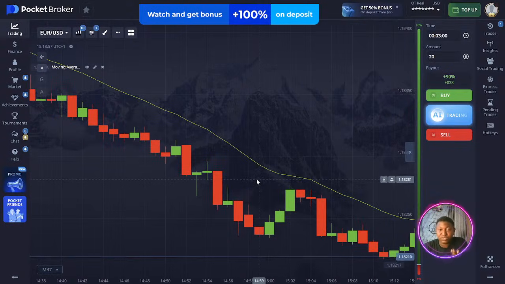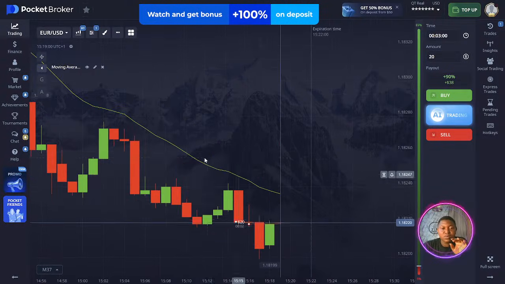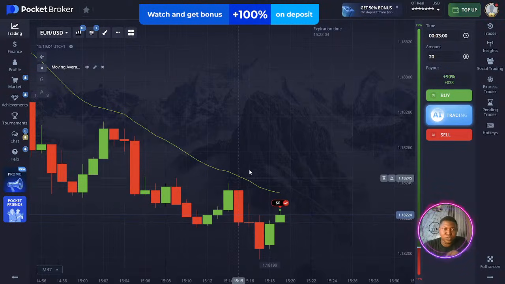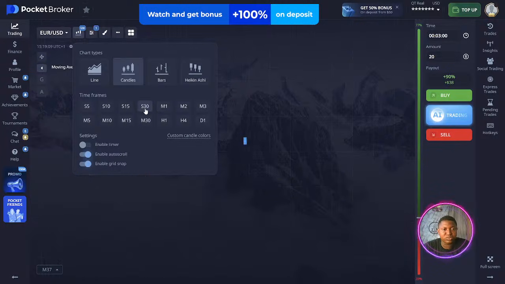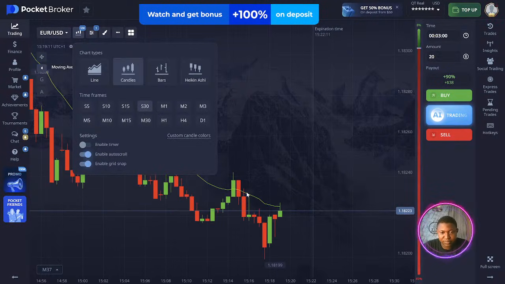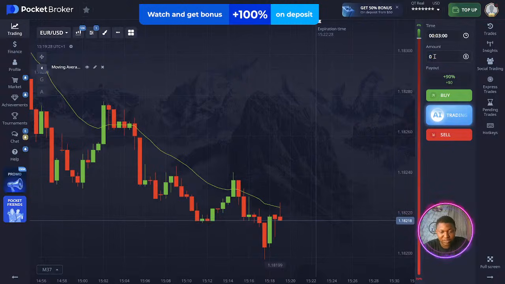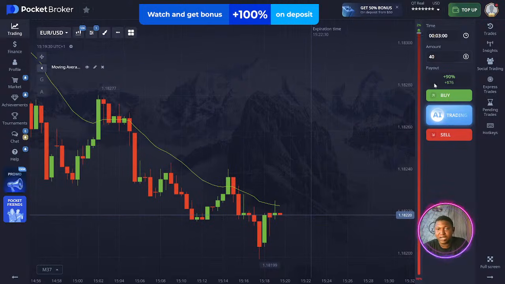If this time frame is too strict for you, if it's giving you less signal, okay, let's switch to a lower time frame. Let's switch this to 30 seconds and then wait for a perfect entry in 30 seconds. Now, the reason why I'm doubling is because I'm using the Martingale strategy. So let's double to $40. And we're going to recover everything back.